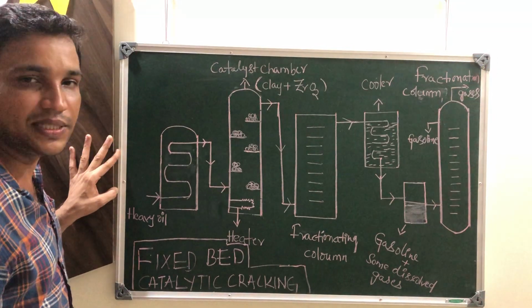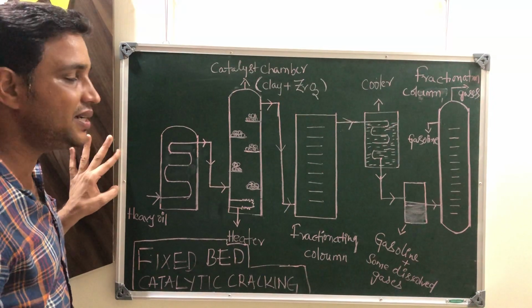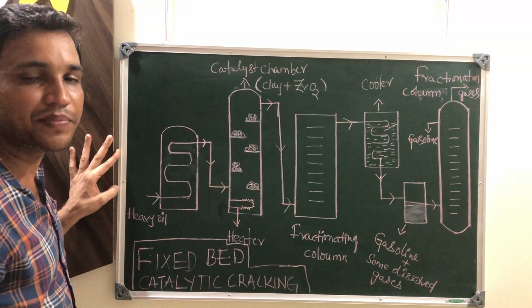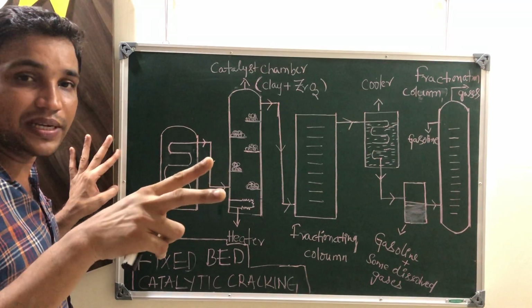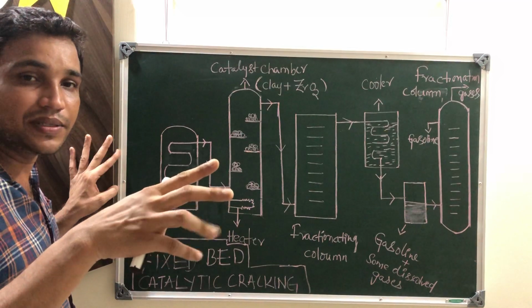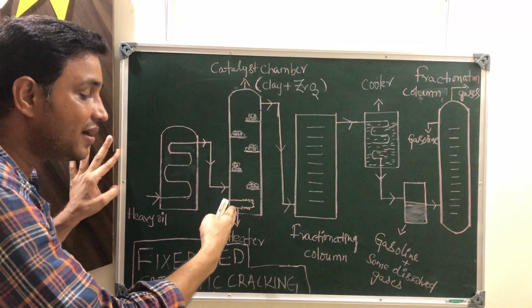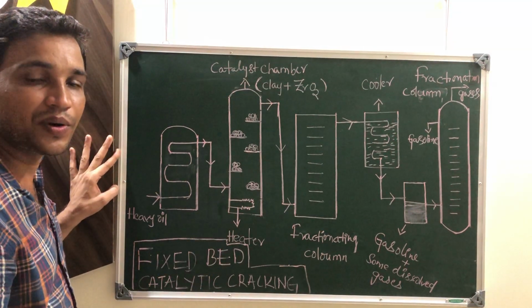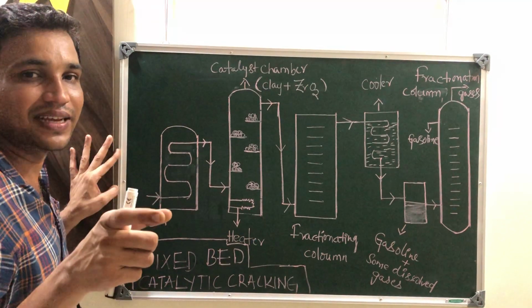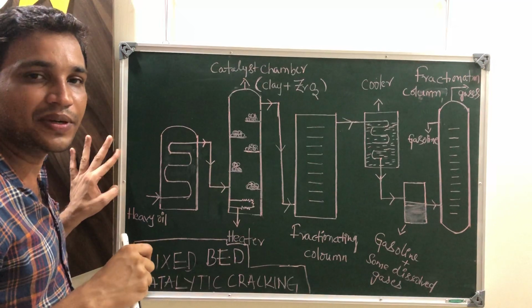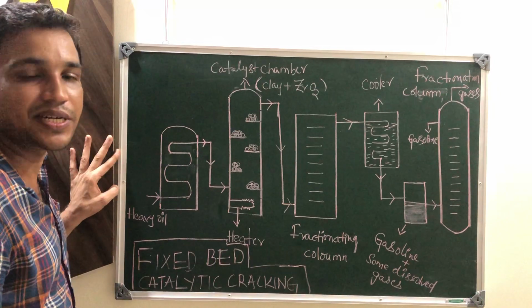At that temperature, the heavy oil becomes vapors. What is that? The heavy oil becomes vapors, and the bonds between carbon to carbon become loose, become weak due to the application of heat. Okay, and also the reaction will be fast at vapor phase, gaseous phase, right? So we have converted that heavy oil into vapor state.